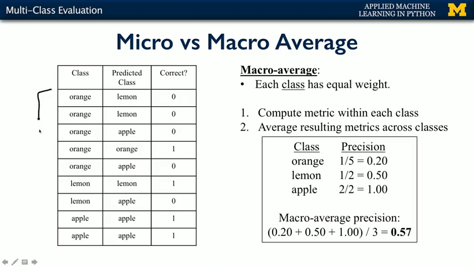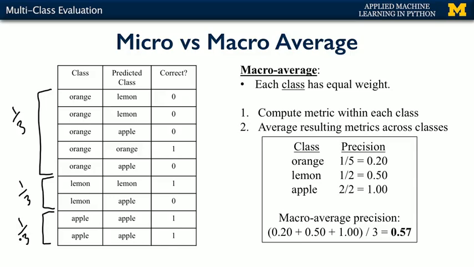We have several instances that are of the orange class. We have 2 instances that are the lemon class, and we have 2 instances that are the apple class. So in this first example, we'll compute macro average precision. And the key aspect of macro average precision is that each class has equal weight. So in this case, each of these classes will contribute 1/3 weight towards the final macro average precision value.